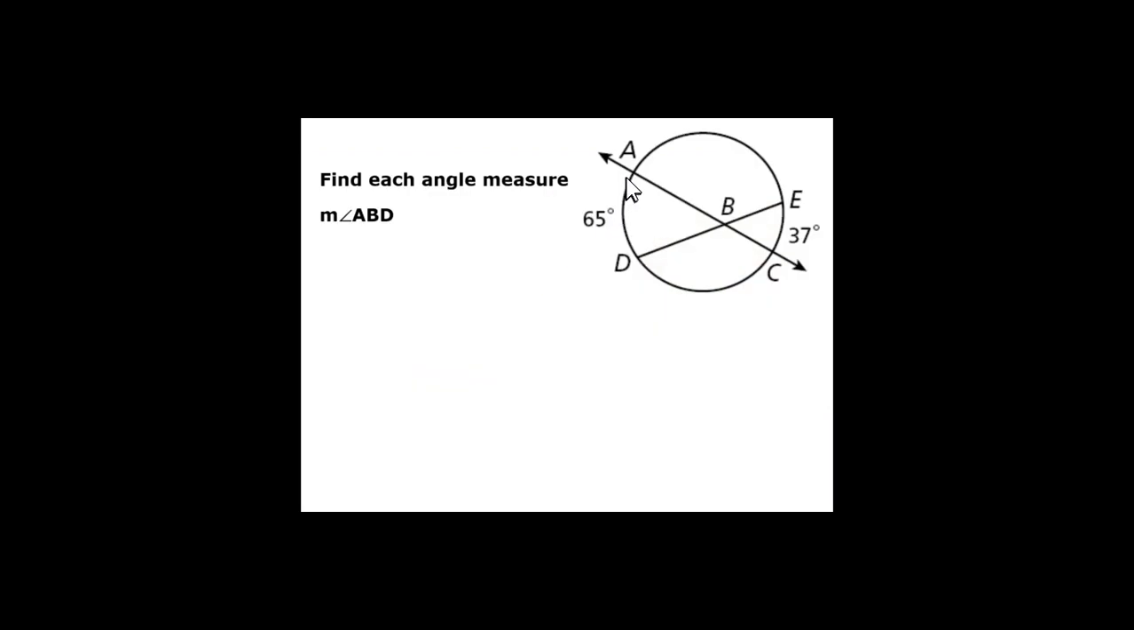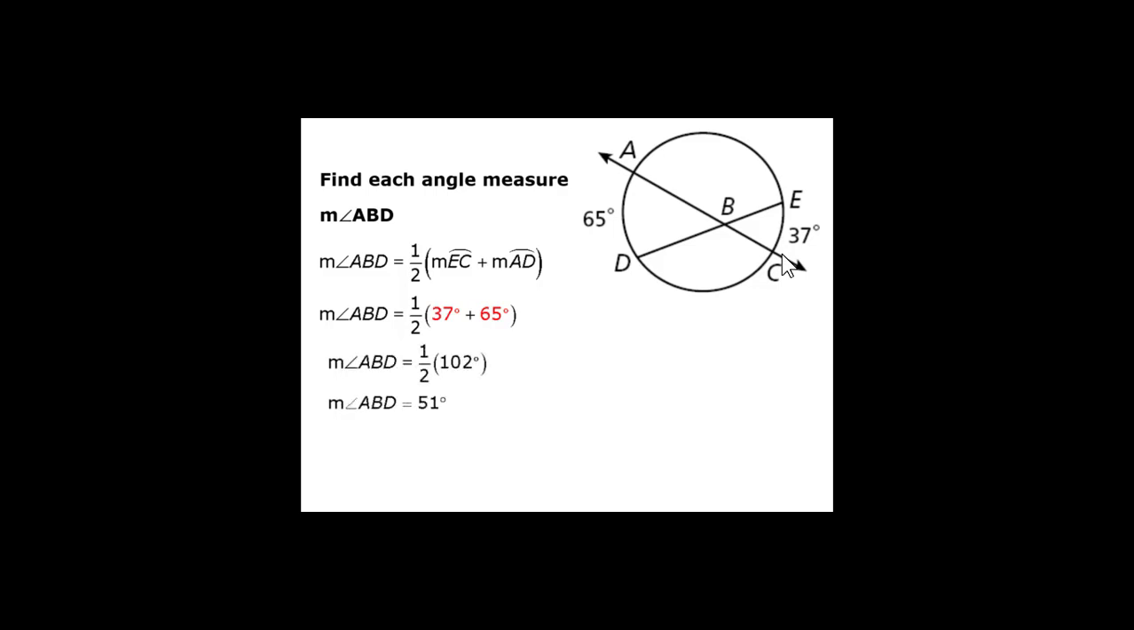The measure of angle ABD will be the average of its intercepted arc and the intercepted arc of its vertical angle. Substitute the values in, add, and half of 102 is 51 degrees.